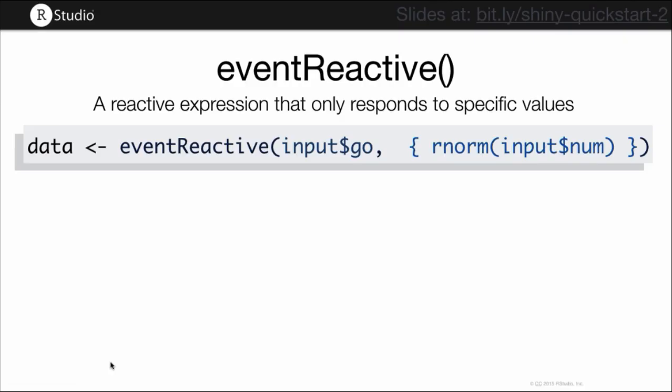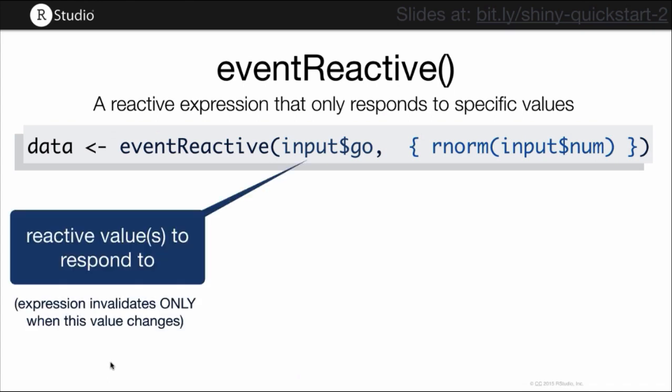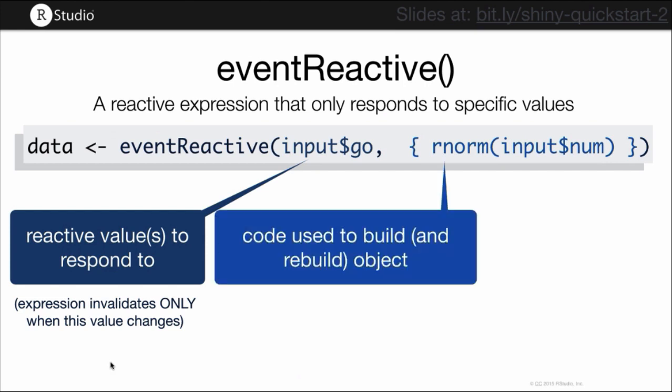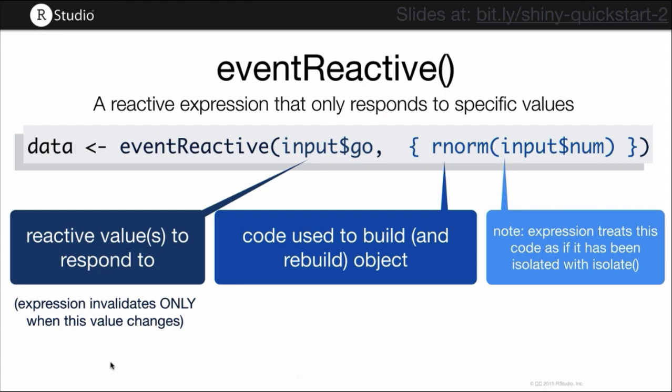The way to do this in Shiny is with the function event reactive. Event reactive makes a reactive expression just like reactive does, but it has a different syntax. The syntax of event reactive is much more similar to observe event. The first argument you give it is either a single reactive value or a vector of reactive values to respond to, and only these values will invalidate this reactive expression. The second argument is code that it will use to build the object and to rebuild the reactive expression object when it's invalidated. But just like with observe event, it'll treat this code as if it's been isolated, so it will not respond to changes in the reactive values in that code unless those values explicitly appear in the first argument.